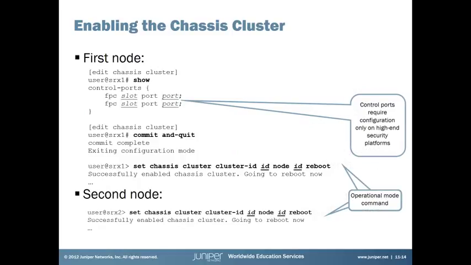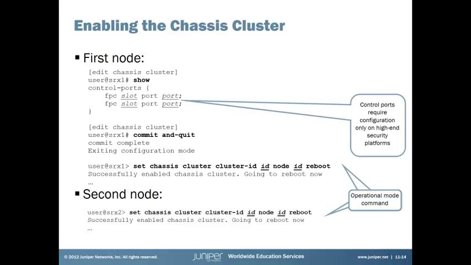Okay, so enabling the cluster, we are coming up under the edit chassis cluster, and we're setting up the control ports. So if you're using these FPC slots and ports, you'll set those up under there. That's on the high-end platforms. You need to configure those slots and those ports under your cluster configuration. And the configuration for enabling the cluster is set chassis cluster ID, node ID, and then reboot.